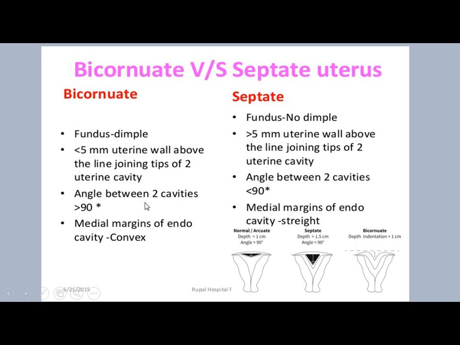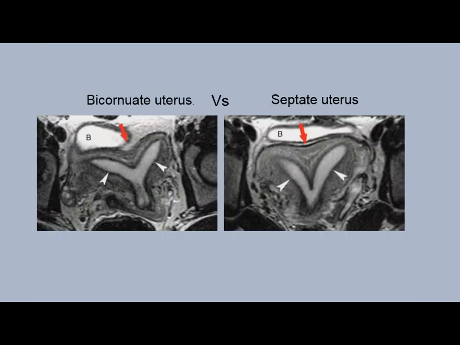The angle between the two cavities is more than 90 degrees in bicornuate, while it is less than 90 in septate uterus. And the medial margins of the endometrial cavities are convex in bicornuate. These are the endocavities, while the medial margins of the endocavities are straight in the septate uterus. This one is a straight line. These are points to differentiate between bicornuate and septate uterus.